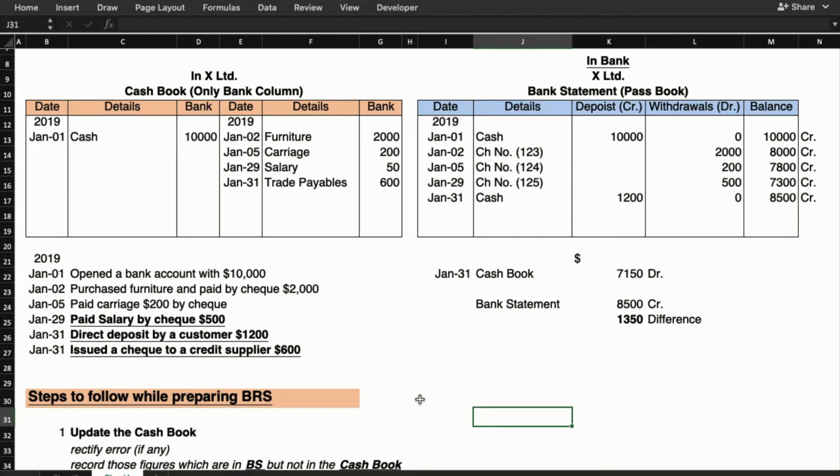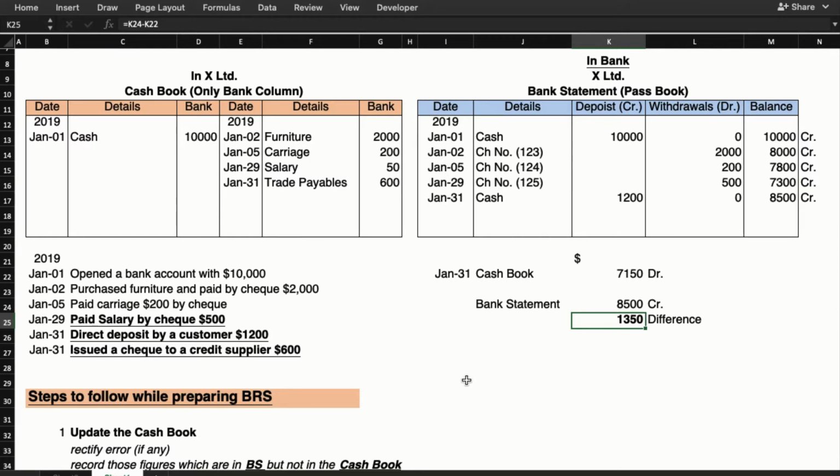In my previous video, we have seen that on Jan 31st, cash book and bank statement both were showing different balances. And the difference was $1,350. And the moment we find the difference in balances of both the books on a particular date, we need to prepare bank reconciliation statement. And the purpose behind preparing bank reconciliation statement is what? Just to ensure that the difference is not because of any fraud. So that's the only sole motive behind preparing this bank reconciliation statement.